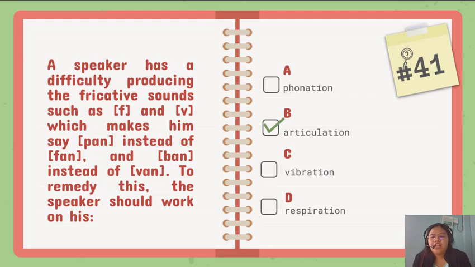B. Articulation. Articulation is the way of producing vowel and consonant sounds and joining them to form words. A speaker has a problem in articulation if his or her audience does not clearly understand the words that he or she says. All the other options pertain to the processes happening during articulation.